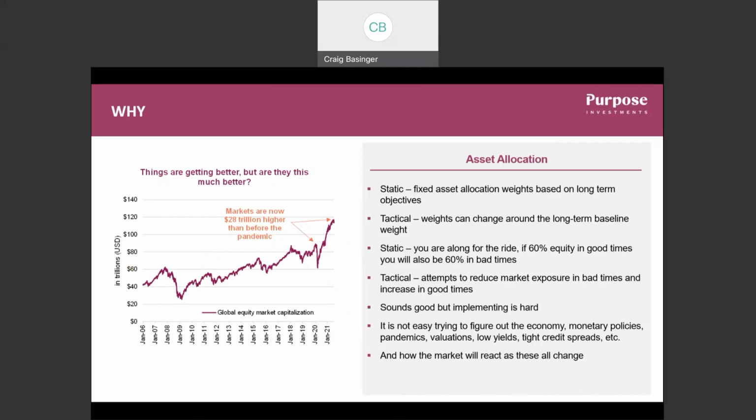A great example is today. The market is now $28 trillion globally. This is the equity market, $28 trillion higher than it was before the pandemic even started. And this is with unemployment still high and still emerging from this pandemic. Few would have thought markets would have recovered this strongly and this much and made new highs to this degree.